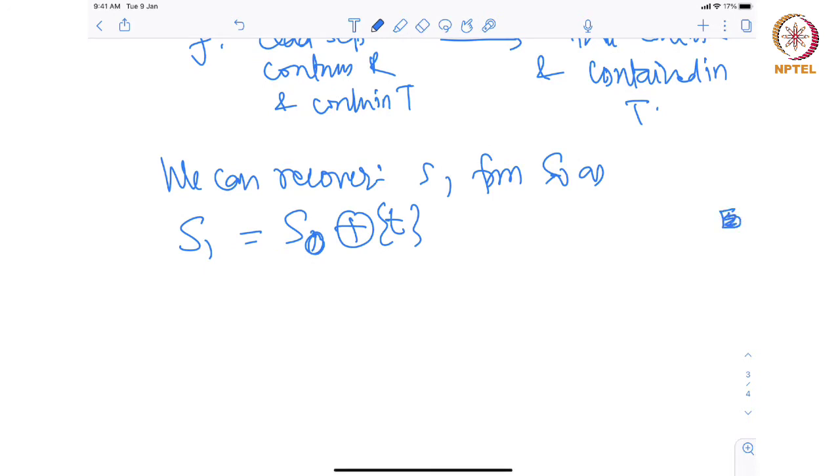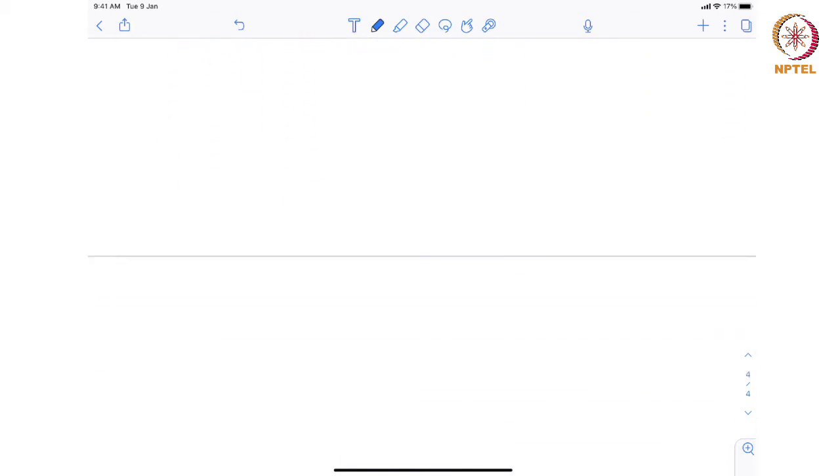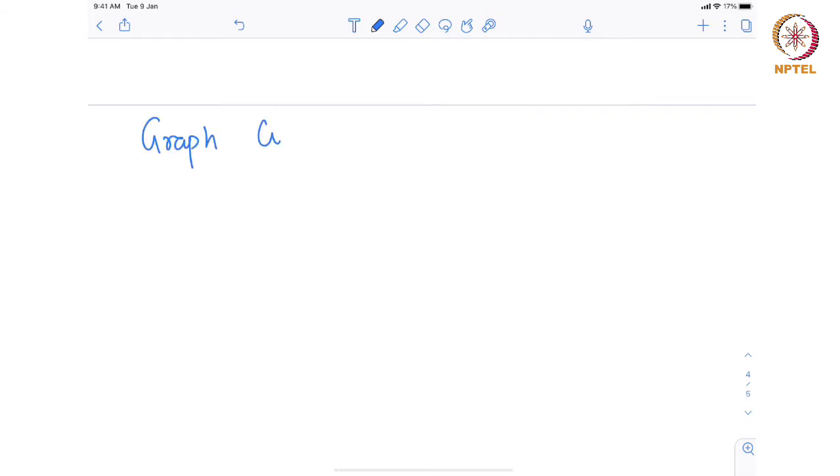Now, why did I tell you this? It is a very important and interesting algorithm we will make out of this. So the first example I would like to give is in graph coloring. So what is graph coloring?